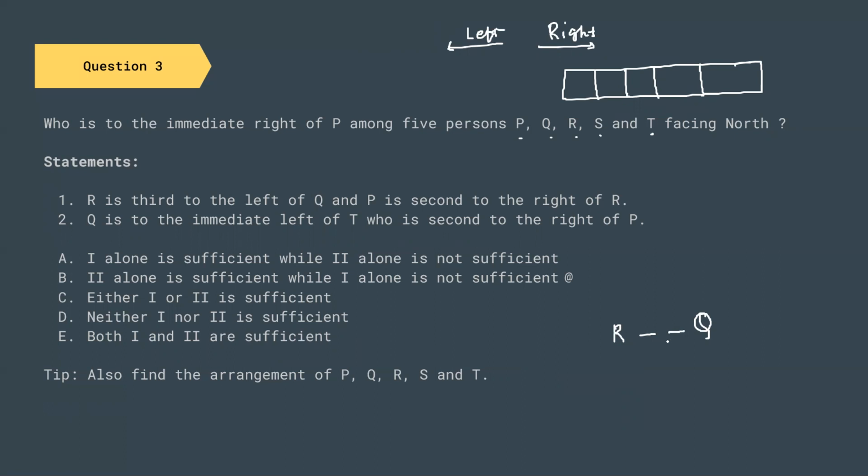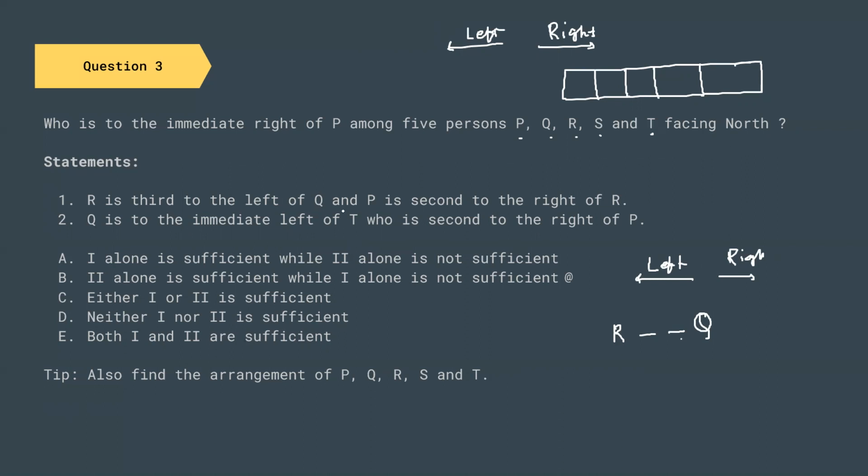So second to the right of R is going to give us 1, 2, P is second. This is the left hand side direction, and this will be your right hand side direction. R is third to the left of Q. So if we do this, we will get this.